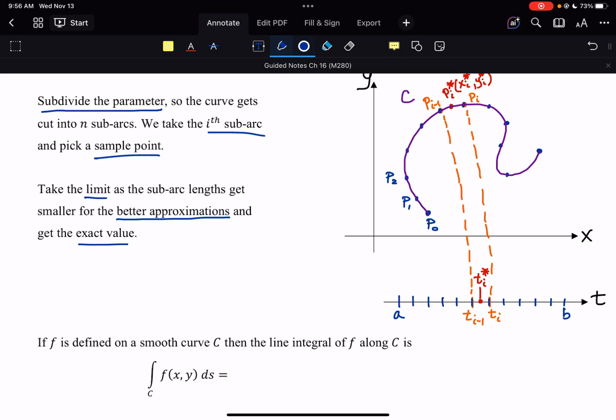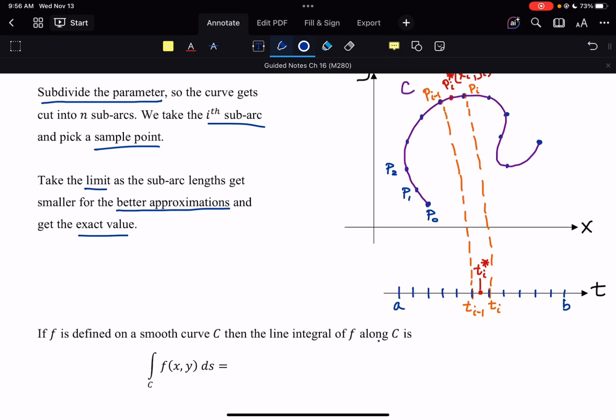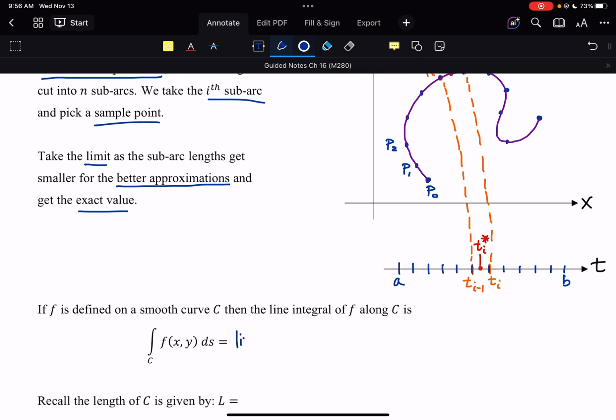So notationally, we have f defined on a smooth curve C. The line integral of f along C, the integral over C of f(x, y) ds, is going to be the limit as the max Δs_i goes to 0, s representing the arc length. So it's the length of each of these pieces. As the maximum length of each of these pieces shrinks to 0, we take the sum with i going from 1 to n of f(x_i star, y_i star) Δs_i.